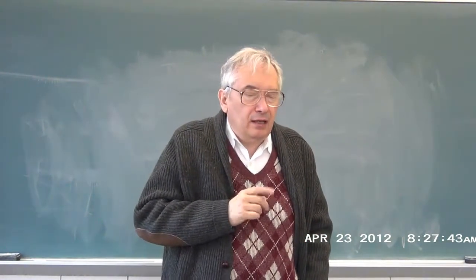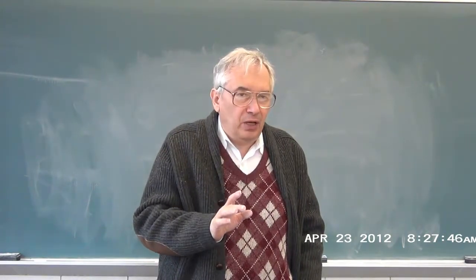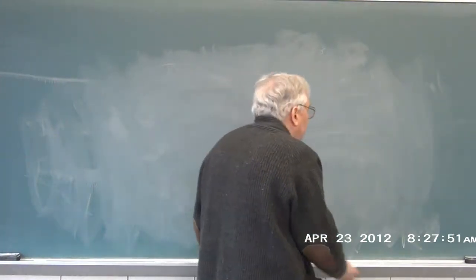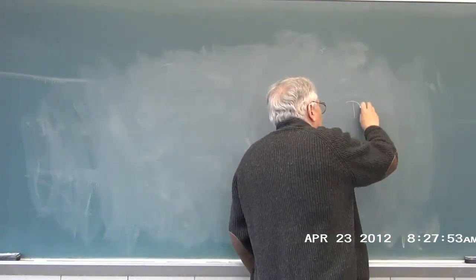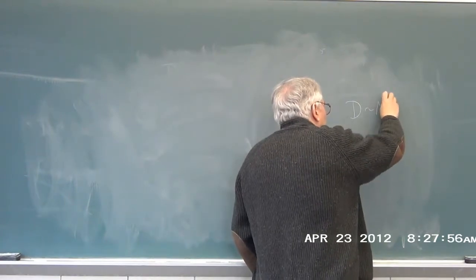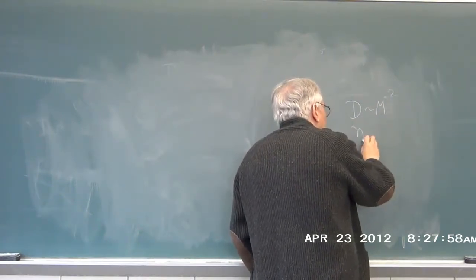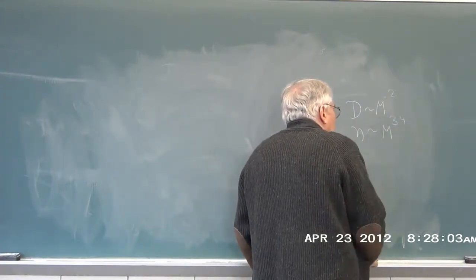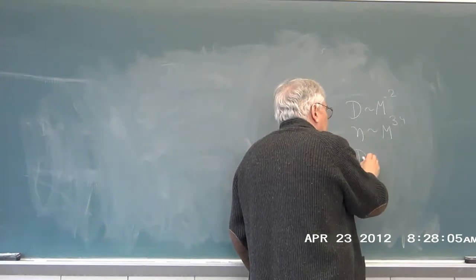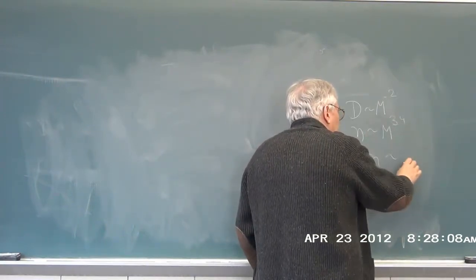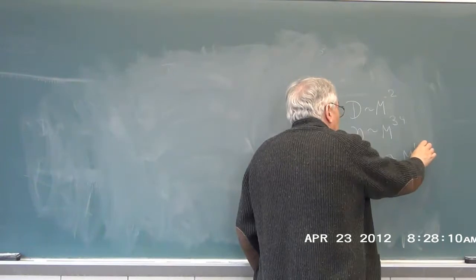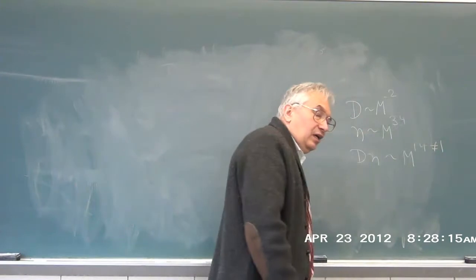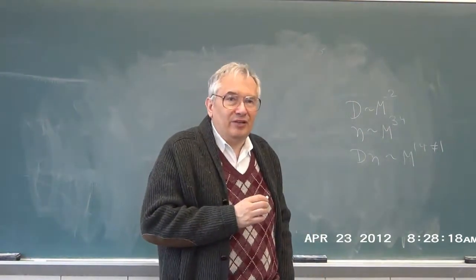Okay, there has been a historical puzzle in the melt literature. And the historical puzzle in the melt literature is that it was supposed d went as m to the minus 2. Viscosity seemed experimentally to go as m to the 3.4. And you will notice that the product d eta, if you believe these two, was proportional to m to the 1.4. And 1.4 is not 1. And the measurements are perfectly good enough to tell the difference.